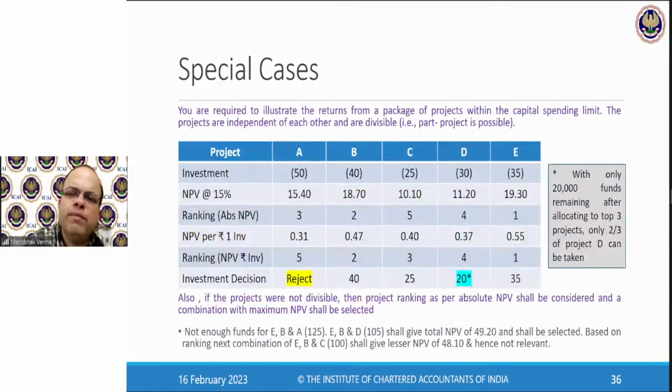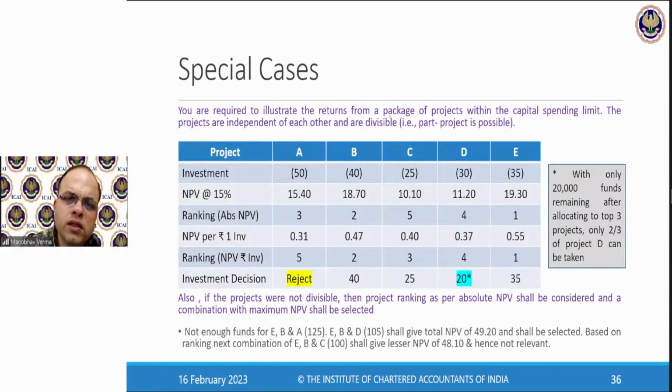We have projects A, B, C, D, E. We have investments given to us in thousands: 50,000, 40,000, 25, 30, 35. If you add the investment in all the projects, how much are you getting? I think 180,000, if I'm not wrong. But do we have 1,80,000? I don't think so. We have 1,20,000.